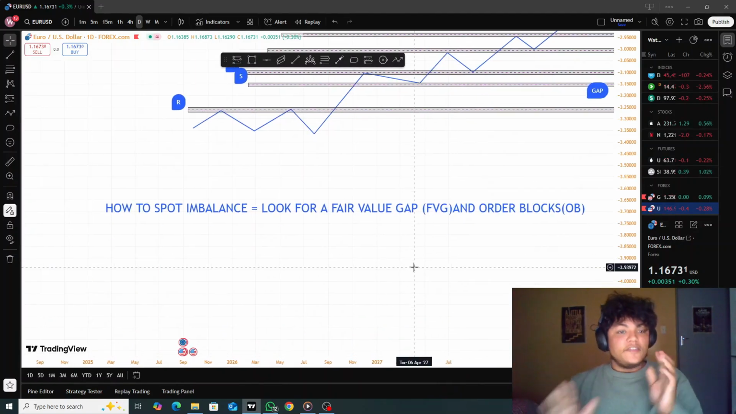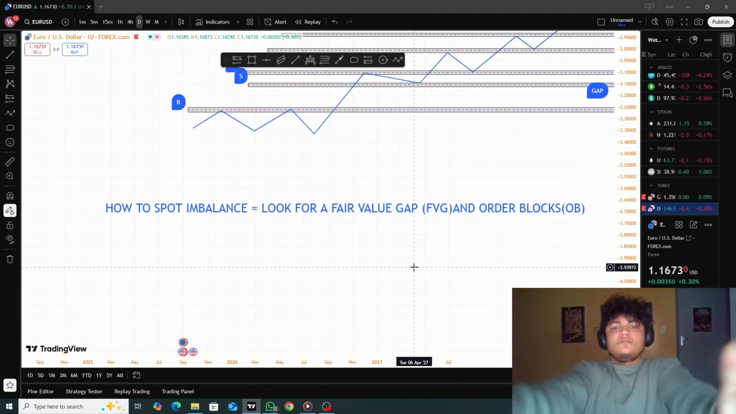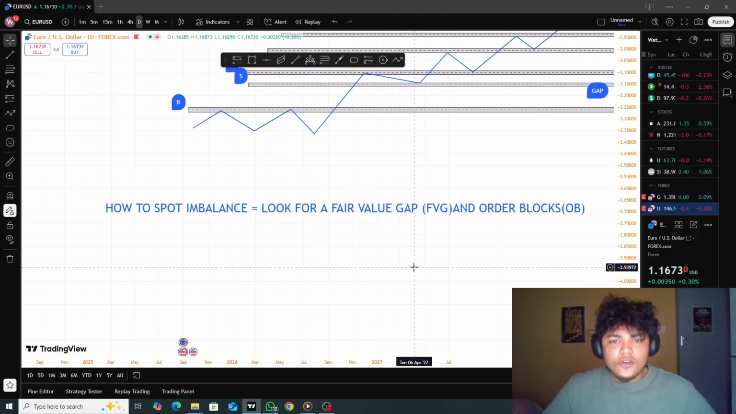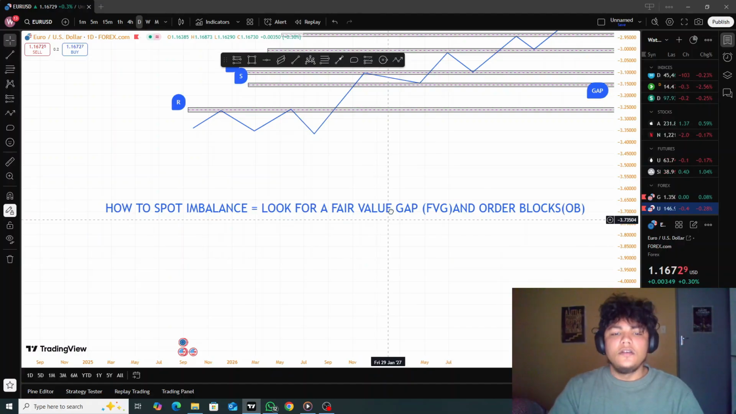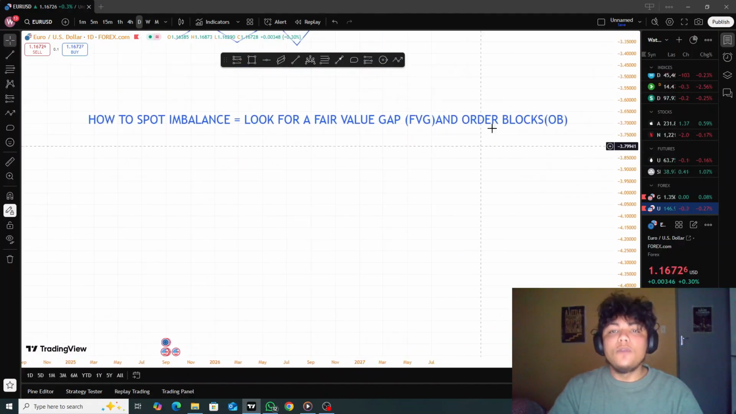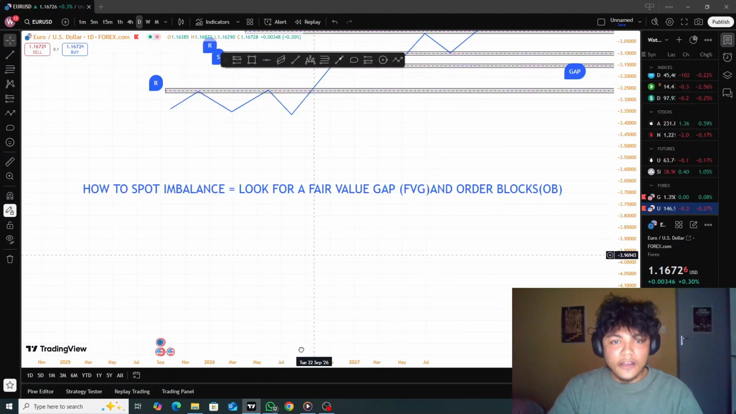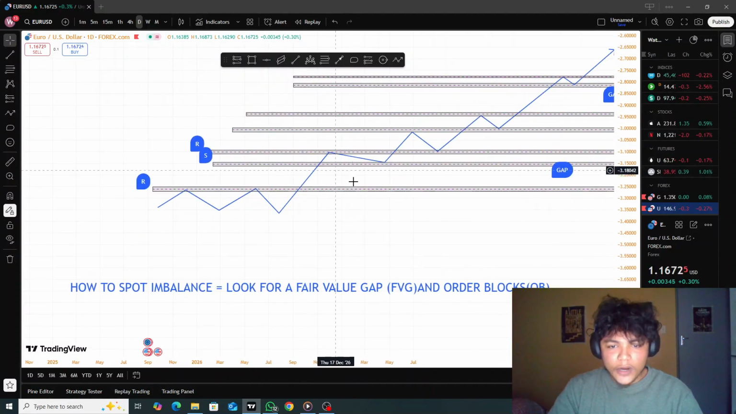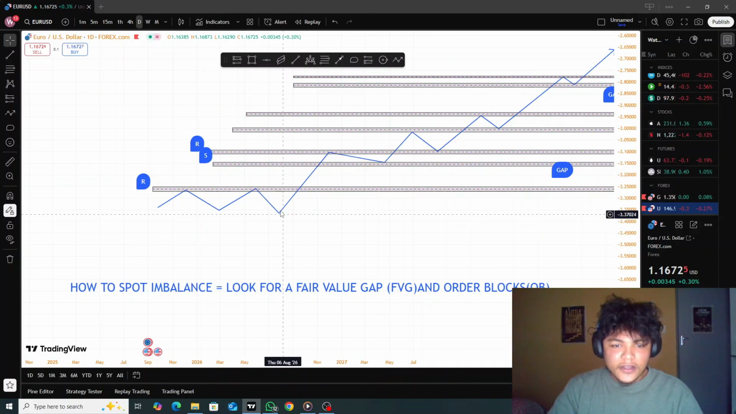Okay, so how do we spot an imbalance? What is an imbalance? How can you look at the chart and see, hey, there's an imbalance? We look for fair value gaps and order blocks. A fair value gap is known as this gap right here, and this here is an order block.